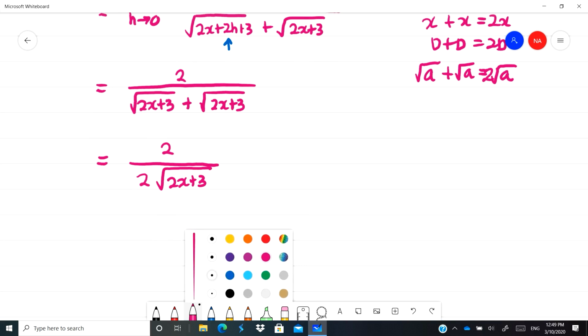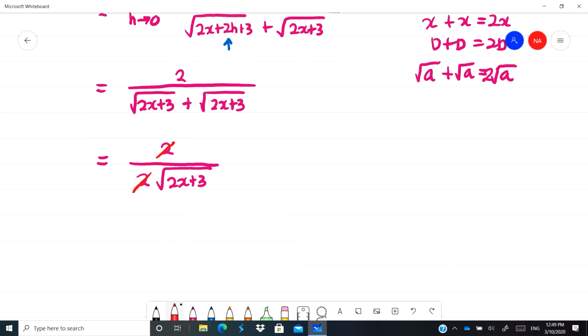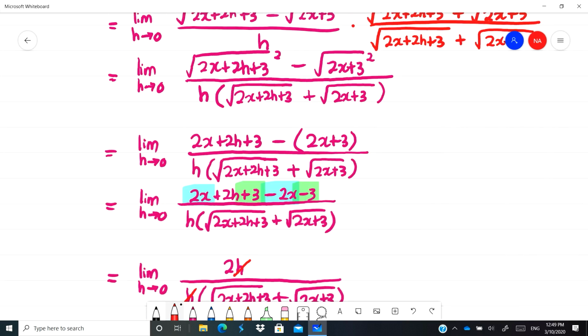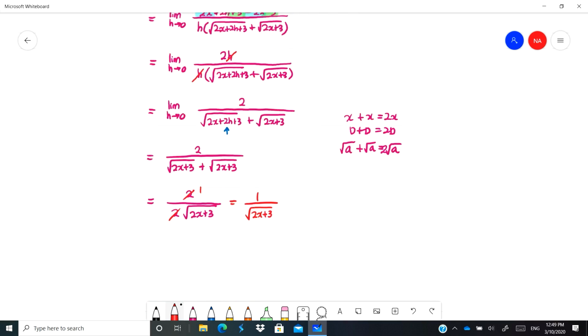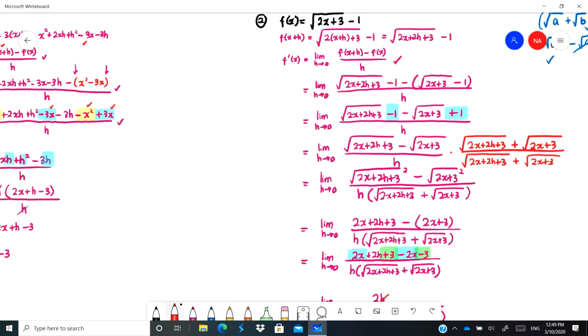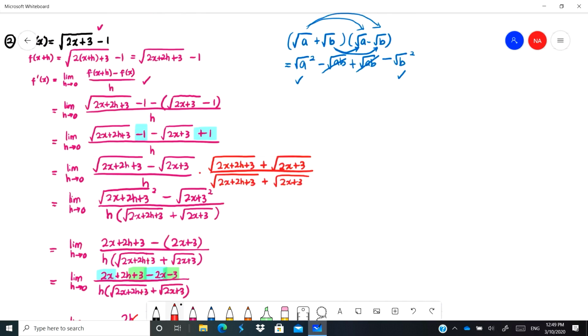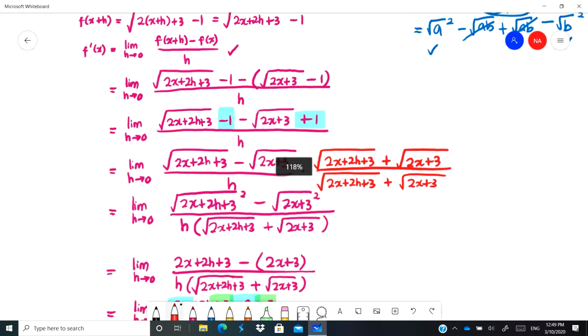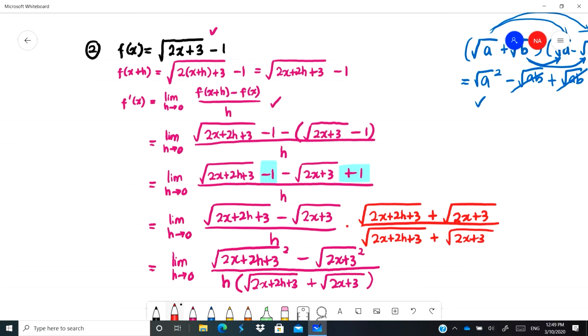Please take note that these 2 and 2 can be cancelled, leaving 1 at the numerator. So you have your final answer as 1 over square root of 2x plus 3. That is your final answer for this one. That's why I said I hate this question, because it's very tedious and very long, but the mark is only 5. But never mind, you just have to know if it involves the square root, you'll always have to use the conjugate to solve the problem.